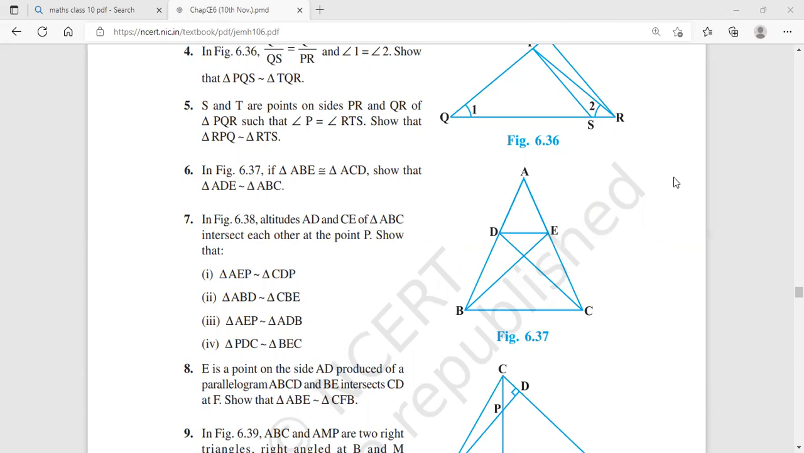The fifth question is: S and T are points on sides PR and QR of a triangle PQR. So we have got a triangle PQR in which S and T are points on it, and it is given that angle P is equal to angle RTS, and we have to show that the triangle RPQ is similar to triangle RTS. So let's do that.